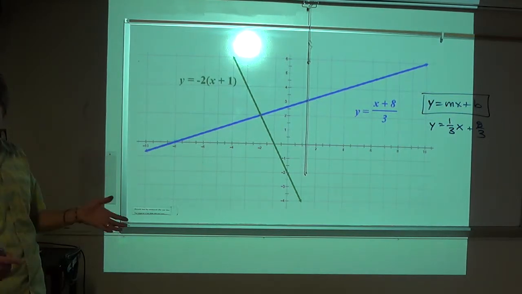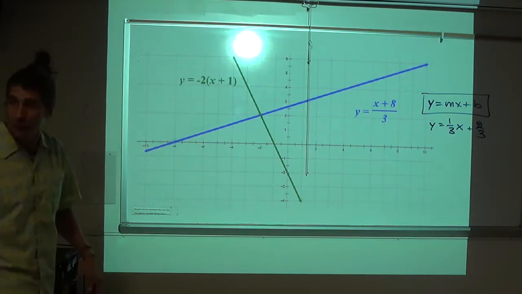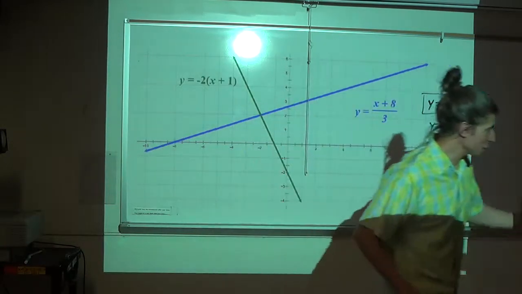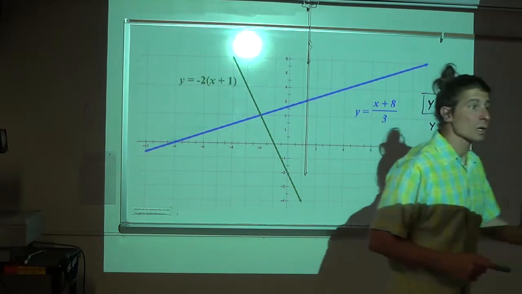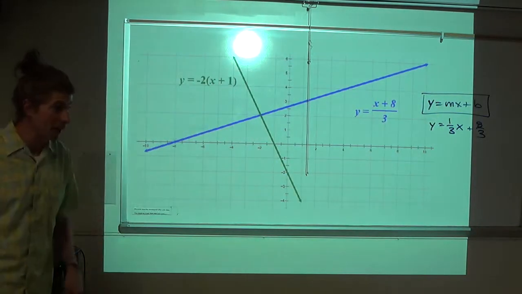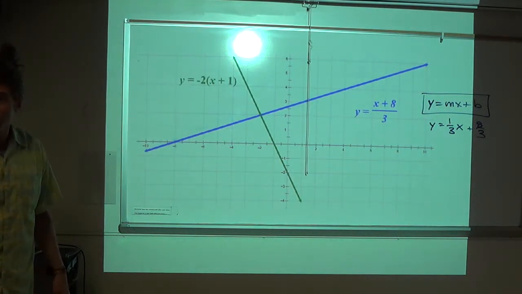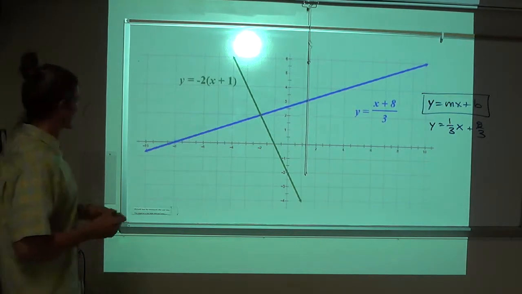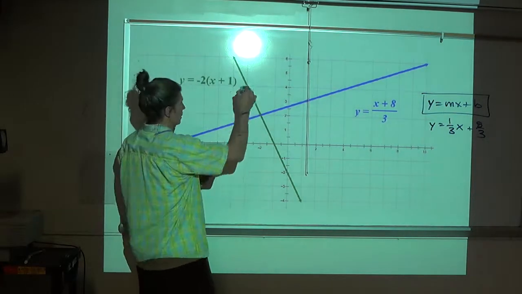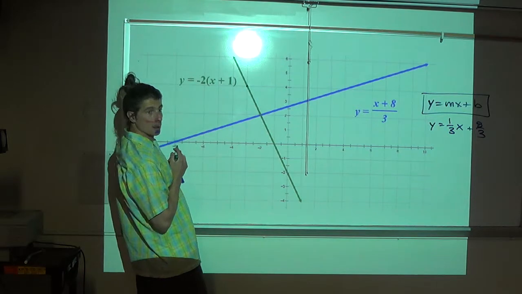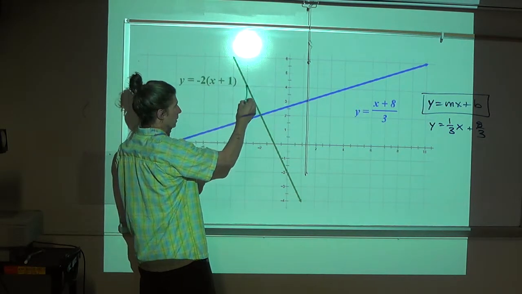How about the green one? What's the slope of the green one? -2. Why? Because it is. That's a good answer. Can we do the rise over run thing again? I kind of like that. Carrie did earlier. Right? Pick a point. There's a point. Rise. Run.